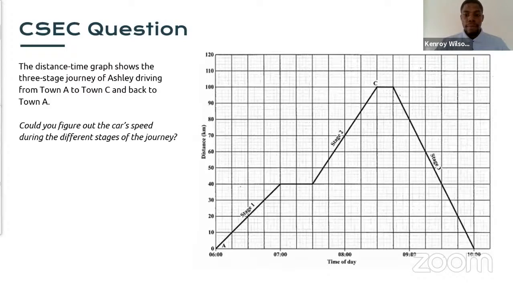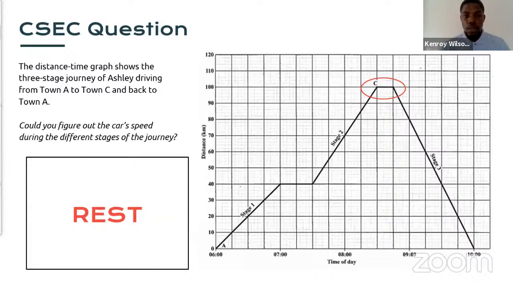So having been in Town C, we realize that there is another moment where the line is horizontal. And the horizontal line, as we discussed, means that she would have rested. So this is the point at which she took a rest. Now, I could even ask more questions based on this graph, right?